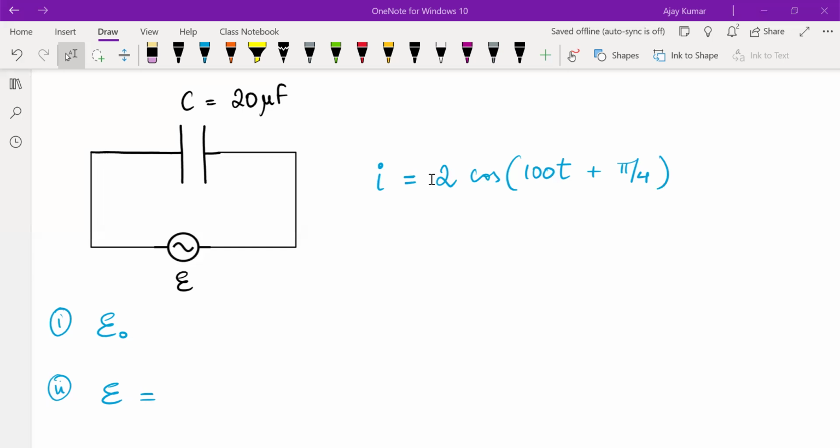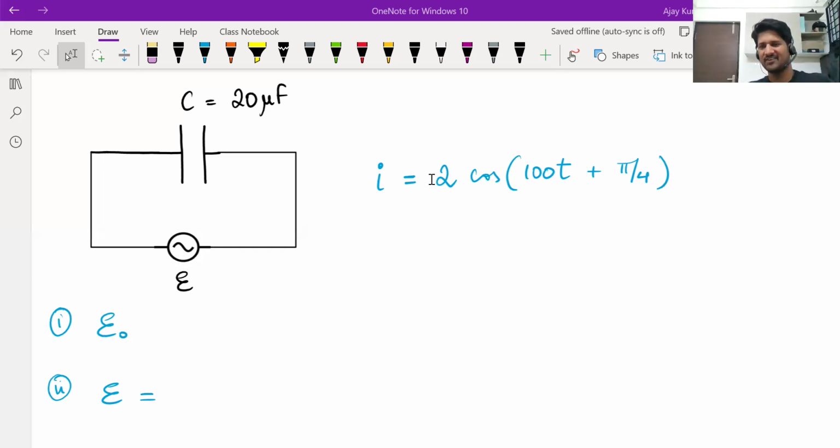Sir, I got the answer, but I'm not sure if it's right. Okay. How did you try to calculate EMF? Don't give me the answer, but tell me the steps. Sir, so E naught is equal to XC into I naught. I naught is E naught by XC, so E naught will be XC multiplied with I naught, correct? Yeah. So then which becomes 20 into 2 into 10 to the power minus 6.